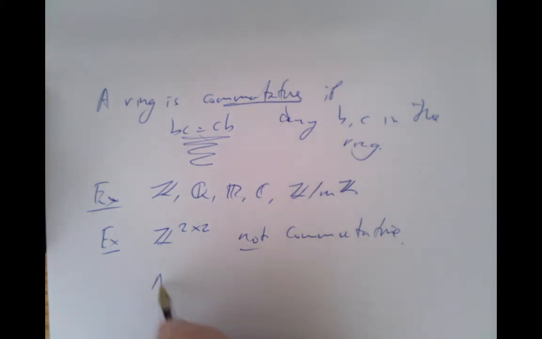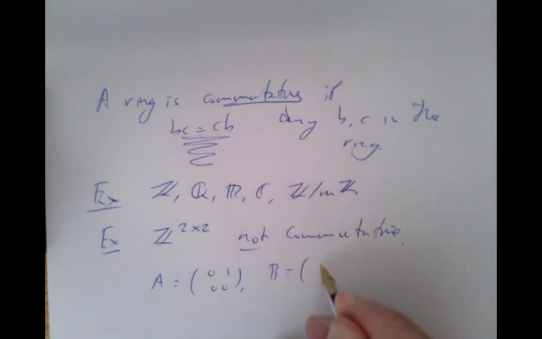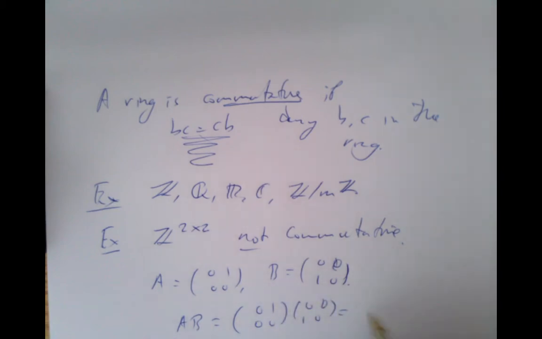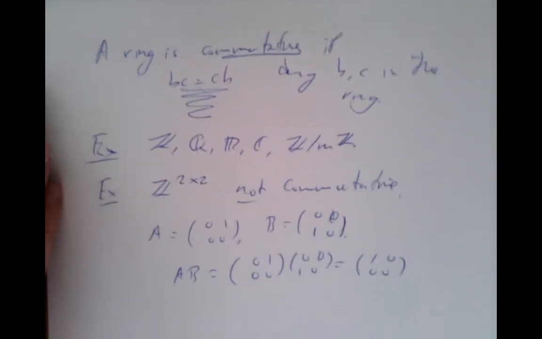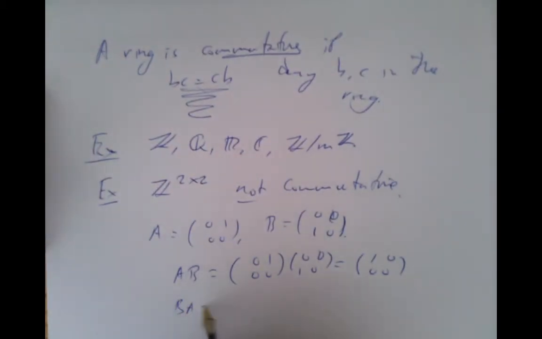Why is it non-commutative? Let A be the matrix 0, 1, 0, 0, and B be the same matrix transposed. If we multiply out, we find AB is 0, 1, 0, 0, 0, 0, 1, 0. I'll leave you to check that it's this one. But then if you do BA, that's the other way around. Here's the B, here's the A, and you can check that it gives you this one instead. So these are not equal, and so you can see this is not commutative.